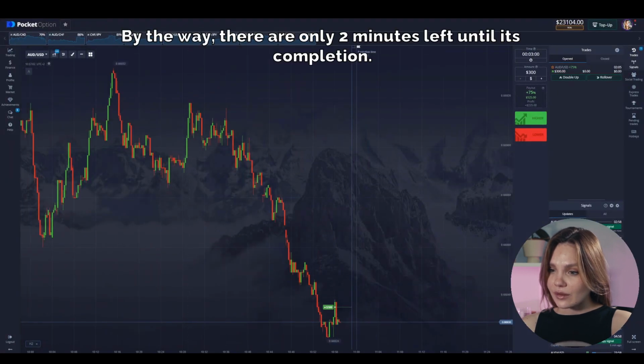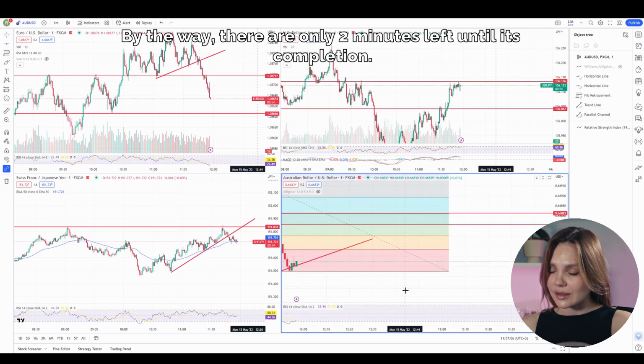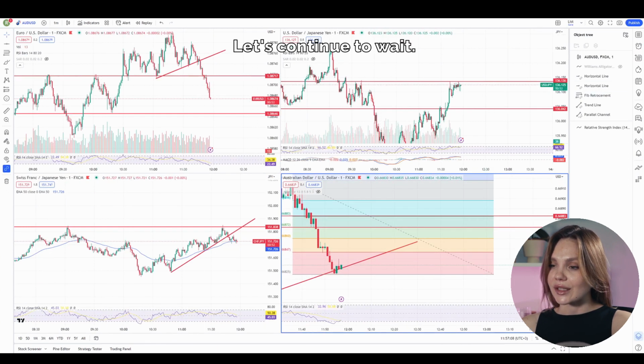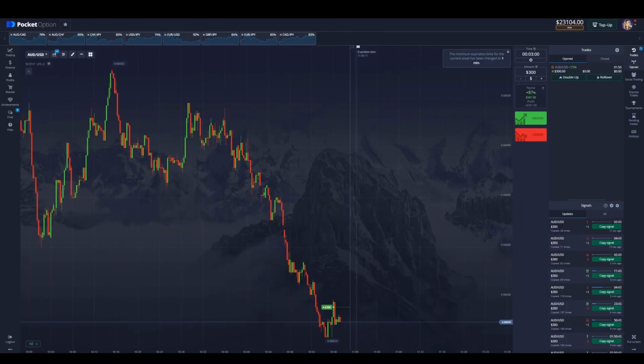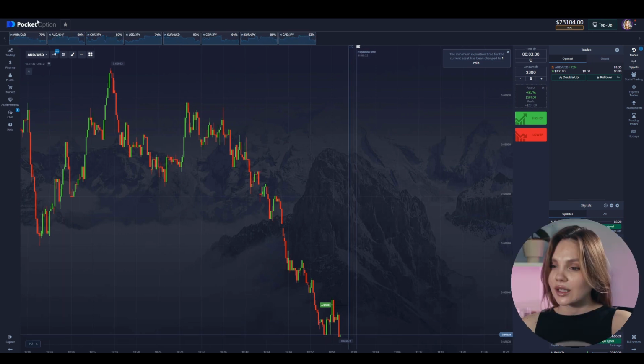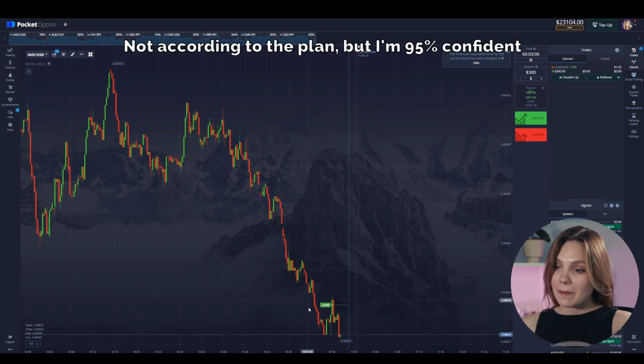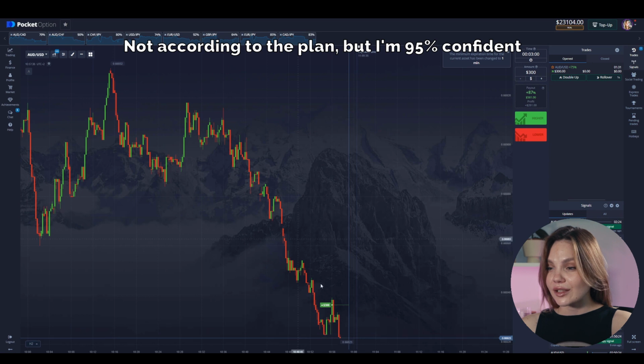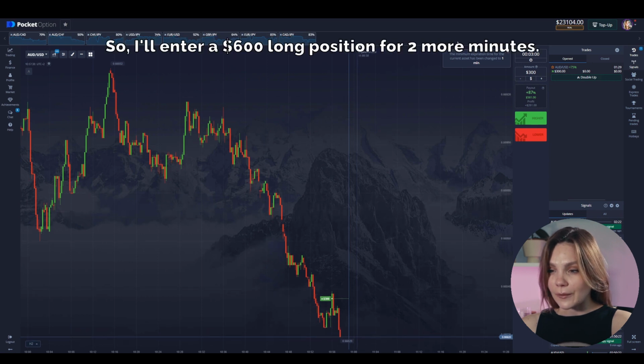By the way, there are only 2 minutes left until its completion. Let's continue to wait. Not according to the plan, but I'm 95% confident that a double bottom is forming right now. So I'll enter a $600 long position for 2 more minutes.